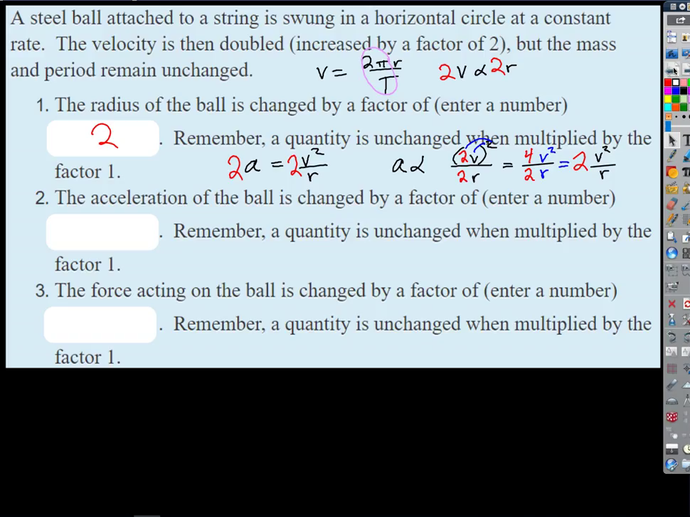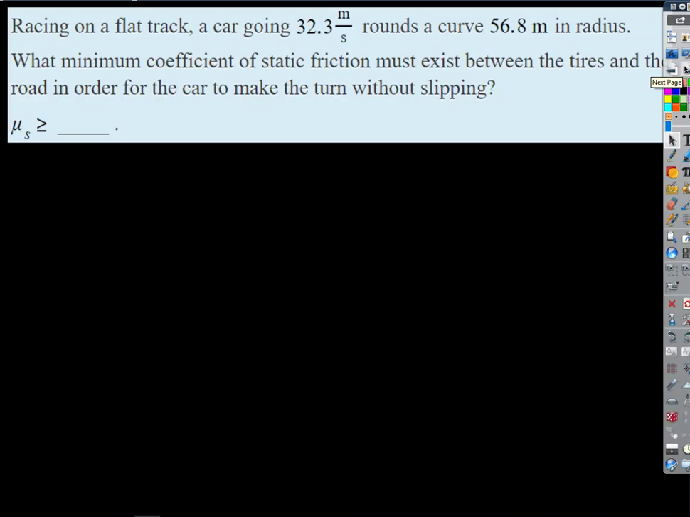Okay, so next one. So, racing on a flat track, a car is going 32.3 meters per second, rounding a curve with a radius of curvature of 56.8. What's the minimum coefficient of static friction that must exist between the tires and the road? So here's what I want you to do. I want you to learn how to use a free body diagram. This is a little tricky, so everybody focus on this, because you'll have trouble with this if you don't see this.